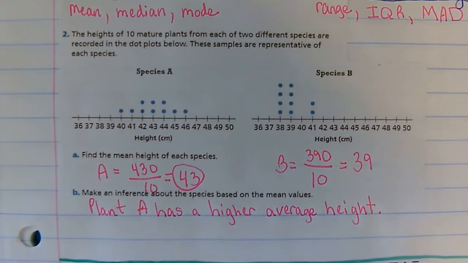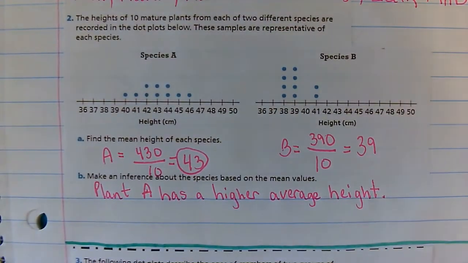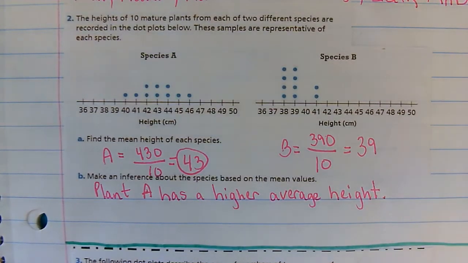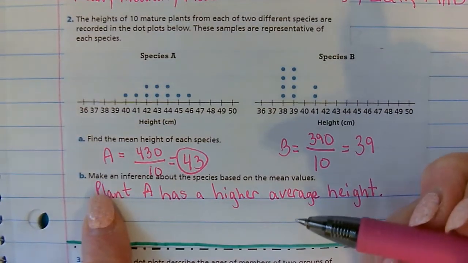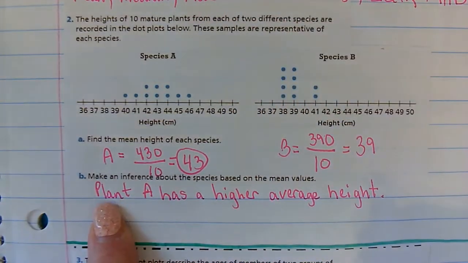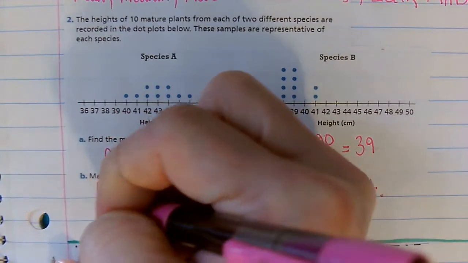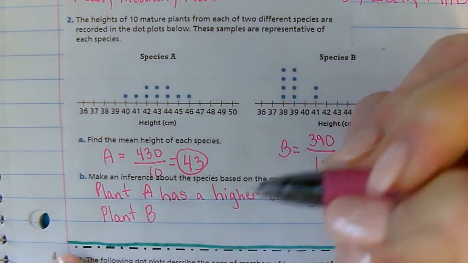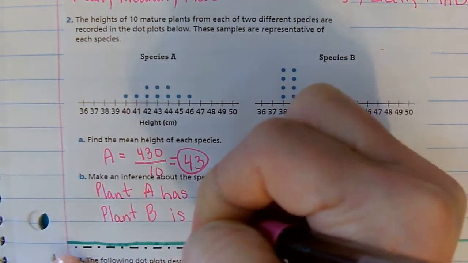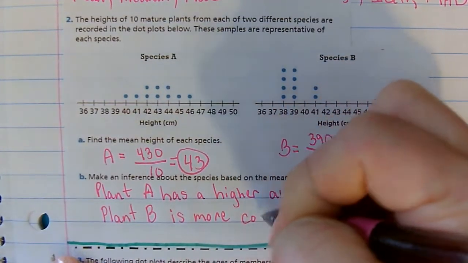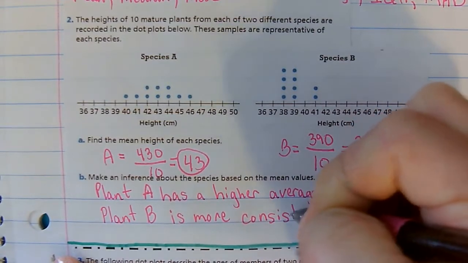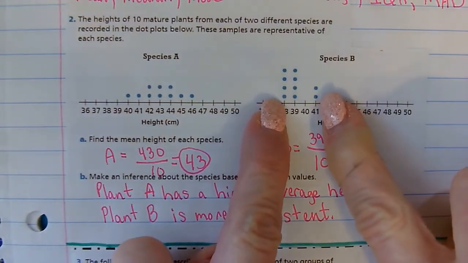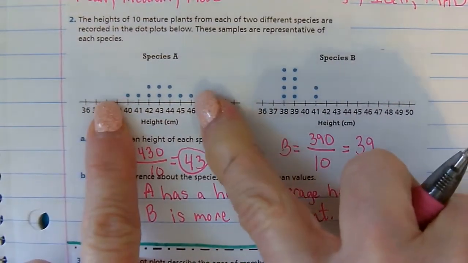Okay, how about another inference here? Well, now this was plant, if we were referring to the species. We could also say plant B, or species B, is more consistent. And we can determine that because the range is closer together of the two.